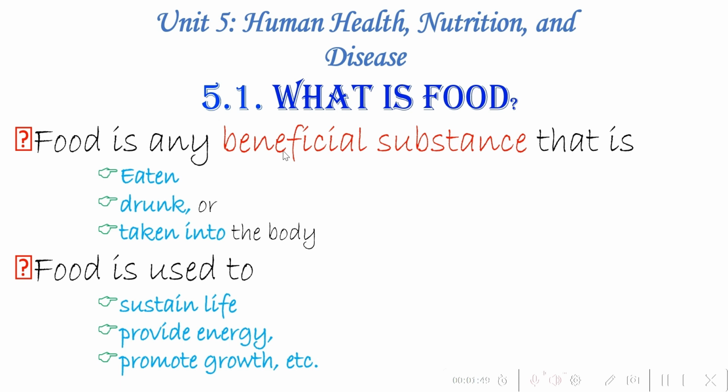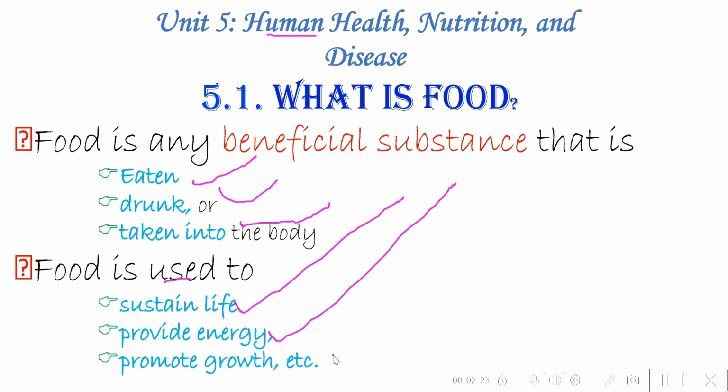Food is any beneficial substance that is what? Eaten, nothing else. It's a beneficial substance that can be eaten, it can be drunk, or it can be taken into the body in one or another way. Speaking of humans, any beneficial thing we can eat, drink, or take into the body is known as food. So food is used to what? Sustain our life on earth and also provide energy and promote growth.